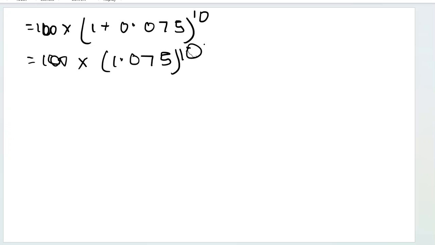So therefore, now we find out this 1.075 raised to 10. To find this out, we need to multiply 1.075 ten times. That means 1.075 into 1.075, like that we have to multiply 10 times.